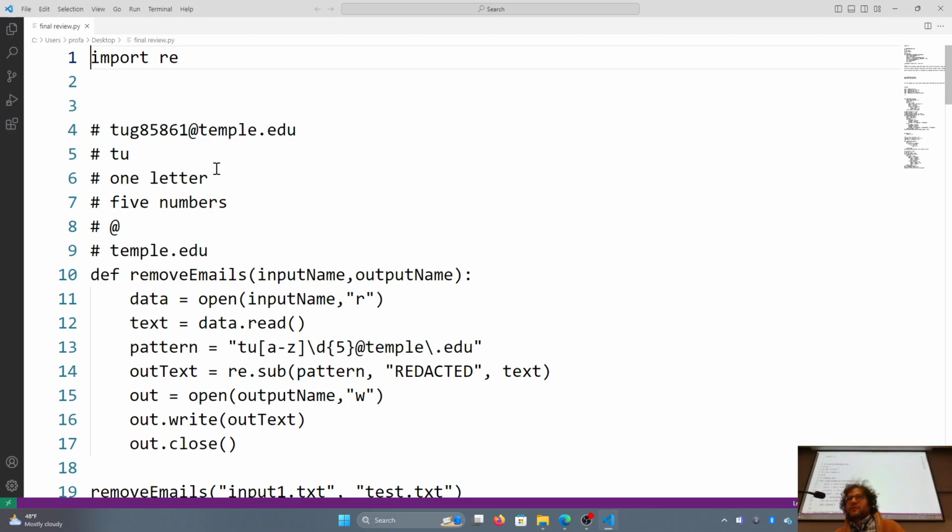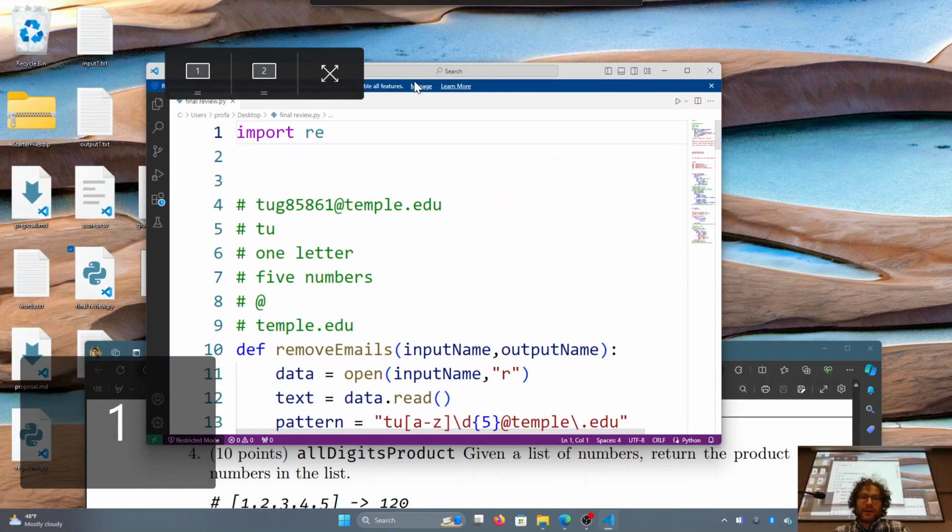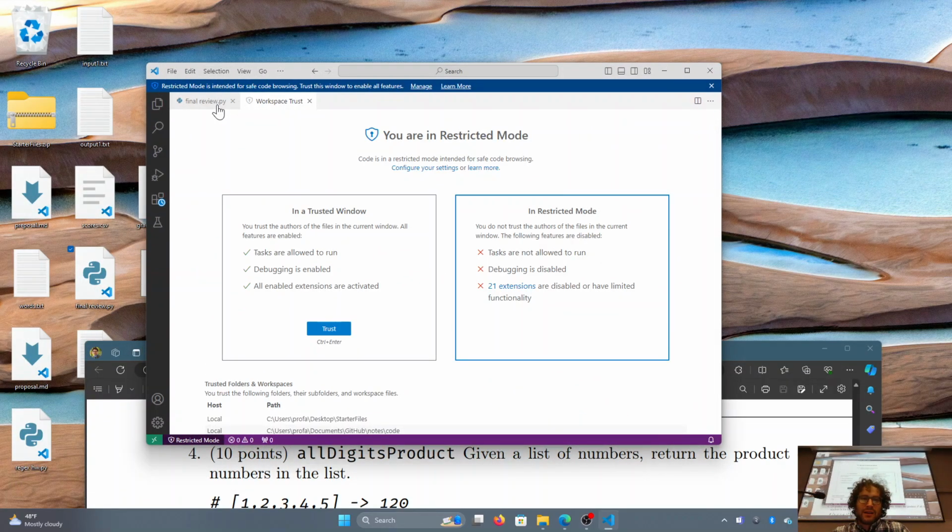Okay. I will send out an announcement about the final exam, either this weekend or at the beginning of next week, just to remind you when it is, which is the 19th, the last possible day. So we will go ahead and just tackle this.